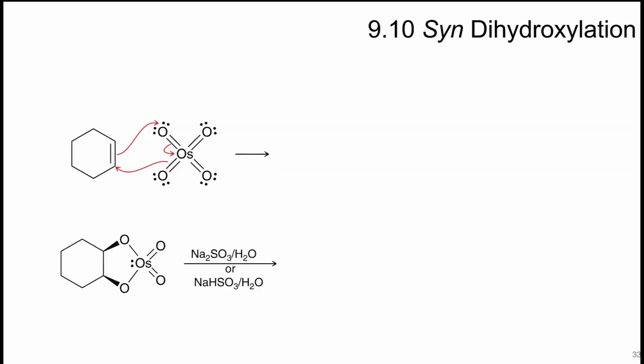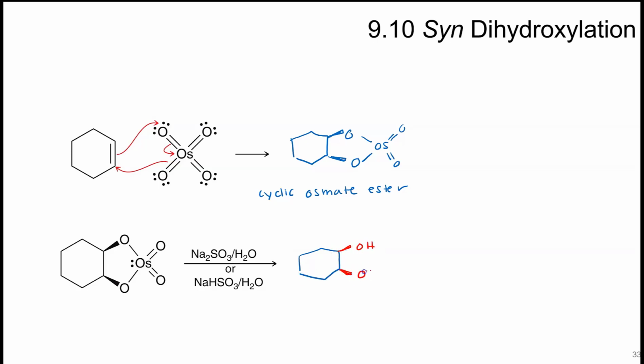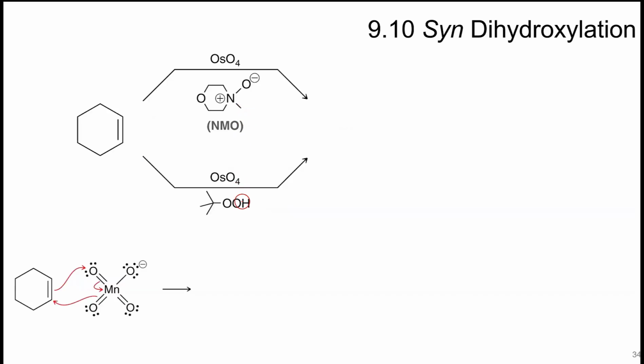If we want to perform a syn dihydroxylation, we use a different reagent. This is OsO4, or osmium tetroxide. This goes through what is called a cyclic osmate ester. And once that forms, we can use a weak base or Na2SO3 in order to remove the osmate part. So we end up with the syn-diol. You can use NMO or tert-butyl peroxide to remove the osmate ester. All of those will give you the syn-diol. This is 60 to 90%.